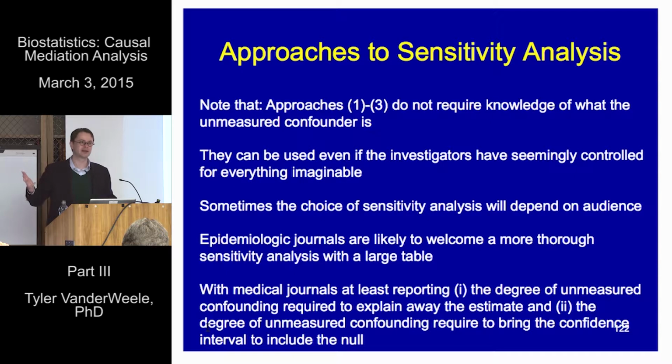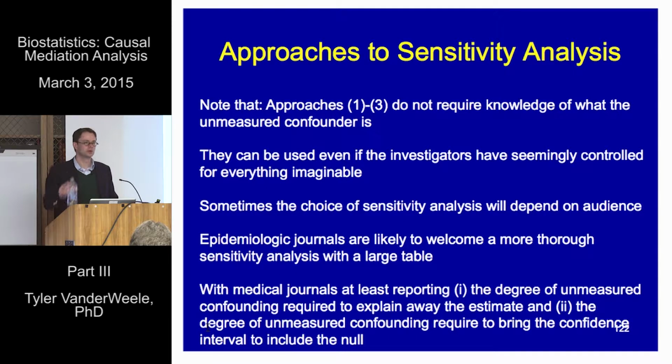If you're publishing in an epidemiologic journal, I think they'd often be happy to see a big table with lots of different values. Might be more difficult with the clinical literature, but even there, a couple of sentences on this is almost always warranted. And I think the ultimate result of our science, and the solidity with which we're drawing our conclusions, would be improved if this were done more routinely. Any questions on this? Yes?